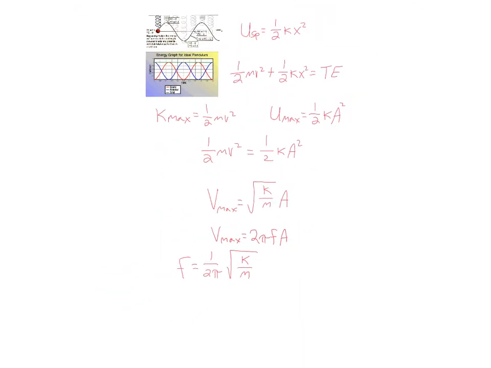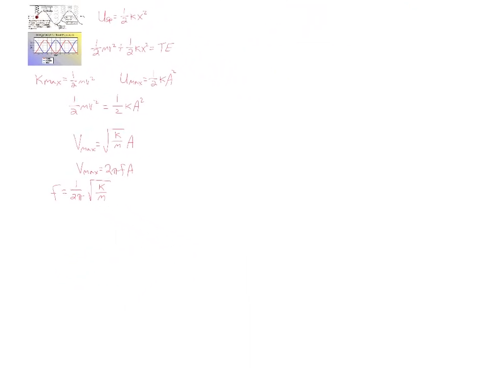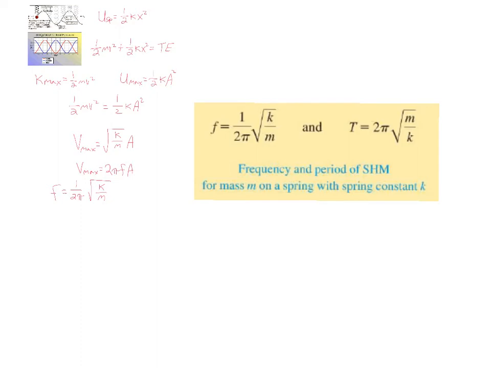Now remember, the frequency is the reciprocal of the period. So taking that in mind, a complete picture of the frequency and the period of an oscillating spring is given by these two equations here. This will give us the frequency and period of simple harmonic motion for a mass on a spring with a certain spring constant.